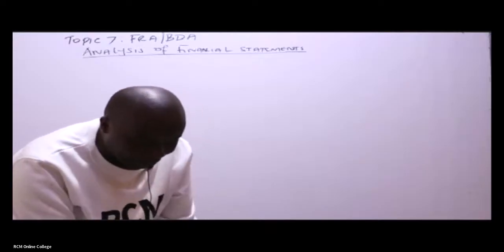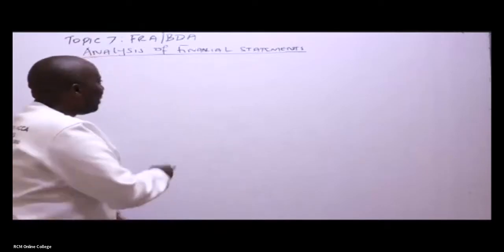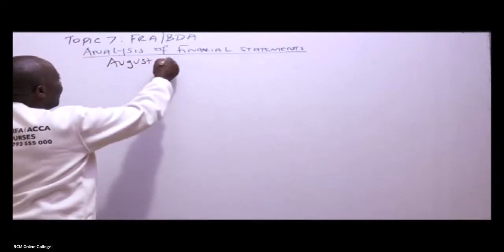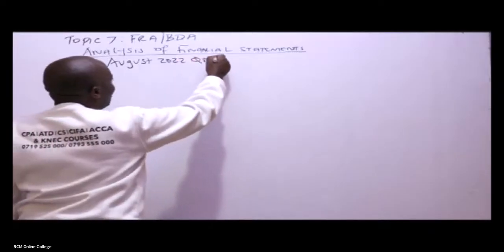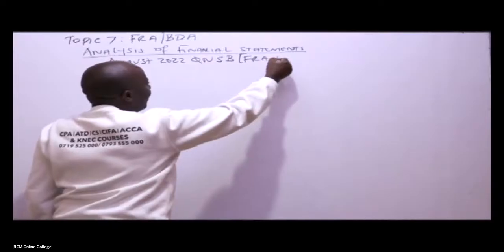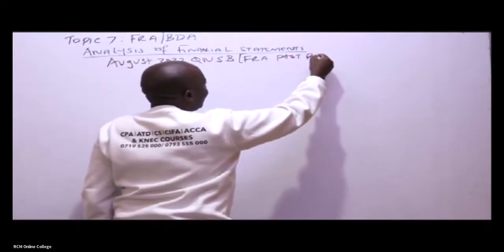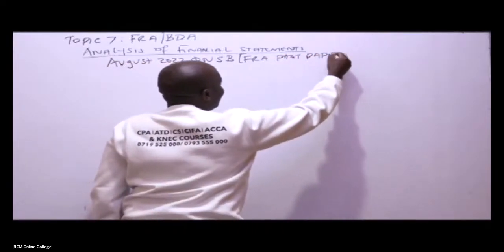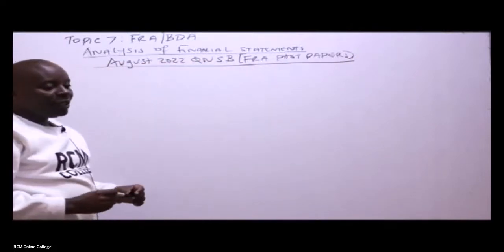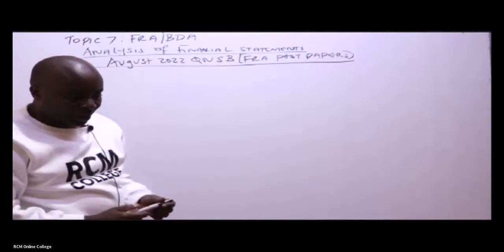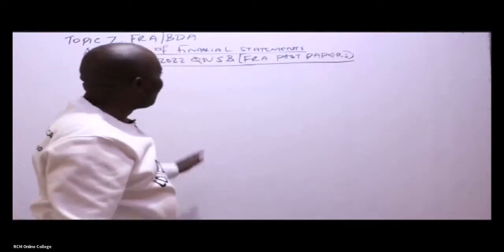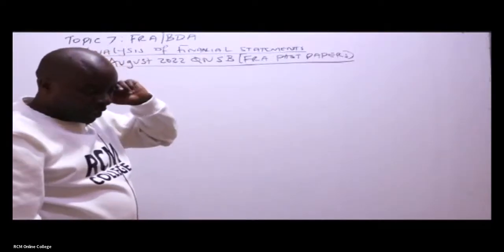Yeah, it is August 2022, question number 5B, from the FRA past papers. So as I do my introductions, by the time I'm reading this question, all the students should be having access to this question. August 2022, question number 5B, FRA.